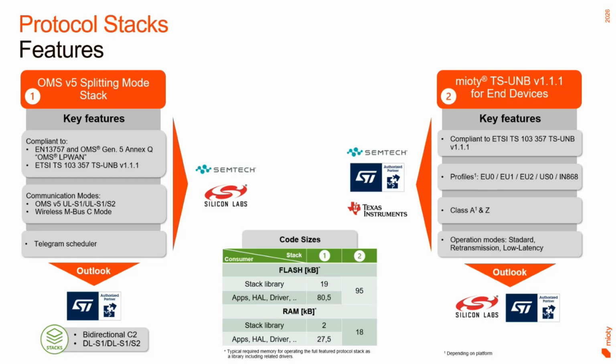For the OMS version 5 stack, we plan to port it to the STM32WL3 as well, and are already working on implementing bidirectional wireless MBUS. In the long term, the modes downlink splitting mode 1 and downlink splitting mode 2 will enable additional downlink capabilities via the mioty physical layer as well. Additionally, we are considering a hardware agnostic version that can be ported to custom platforms for both stacks.